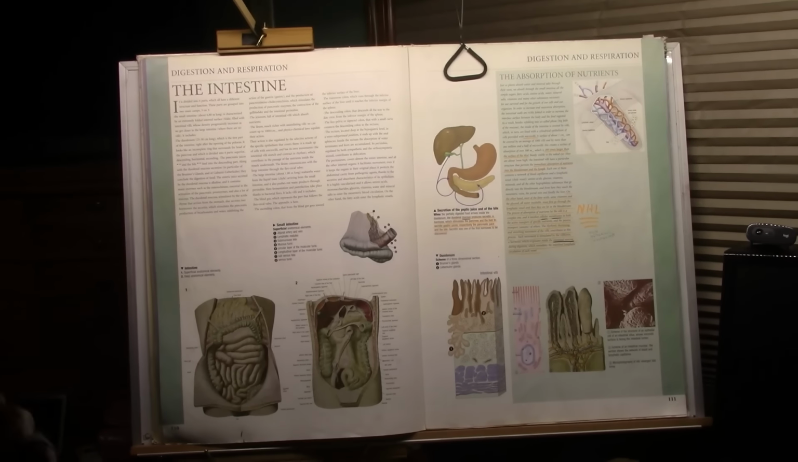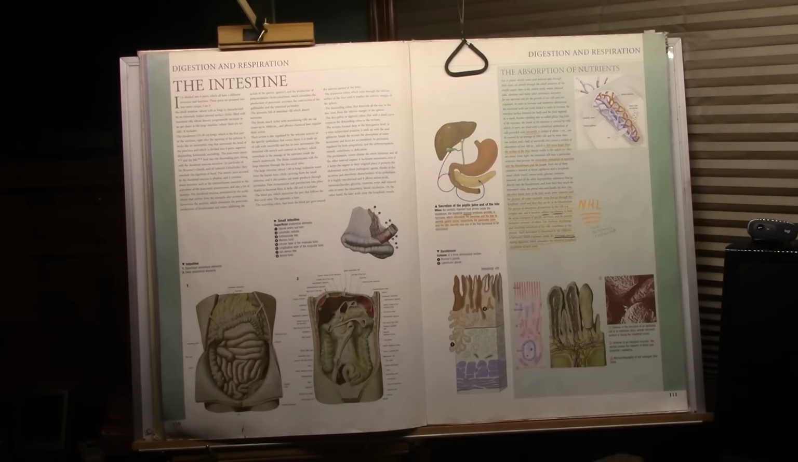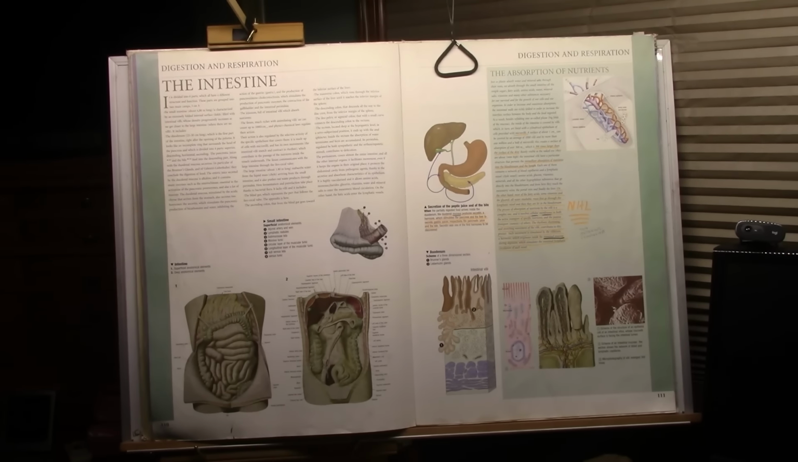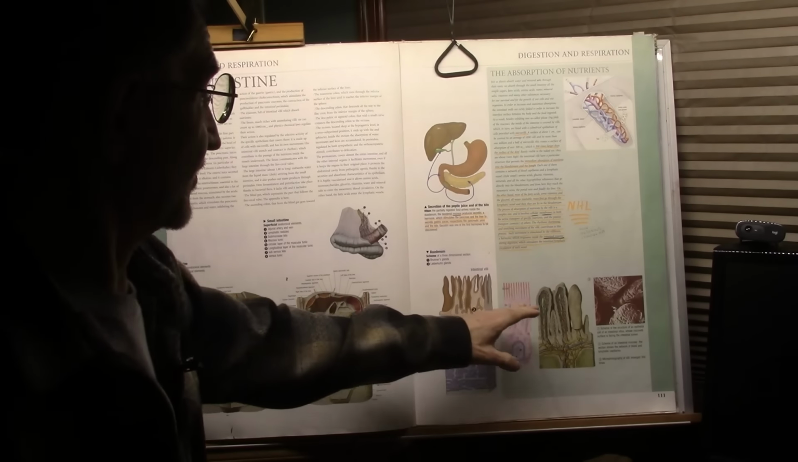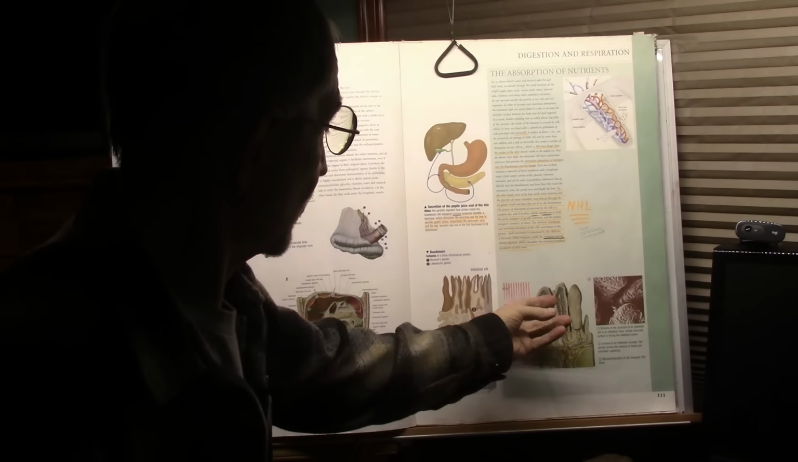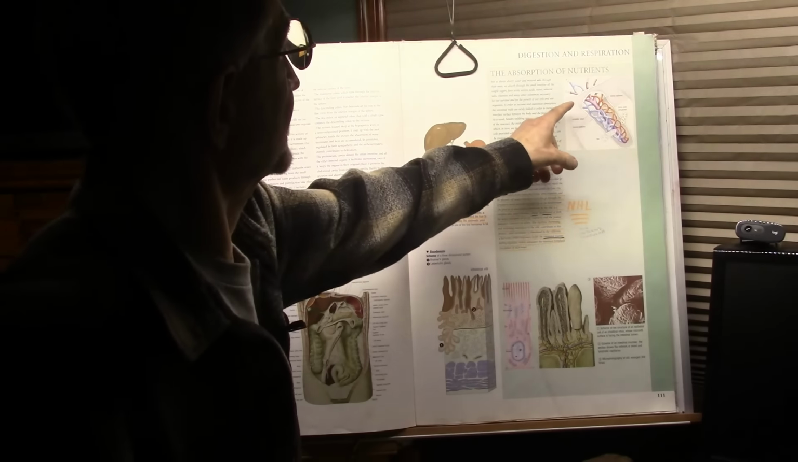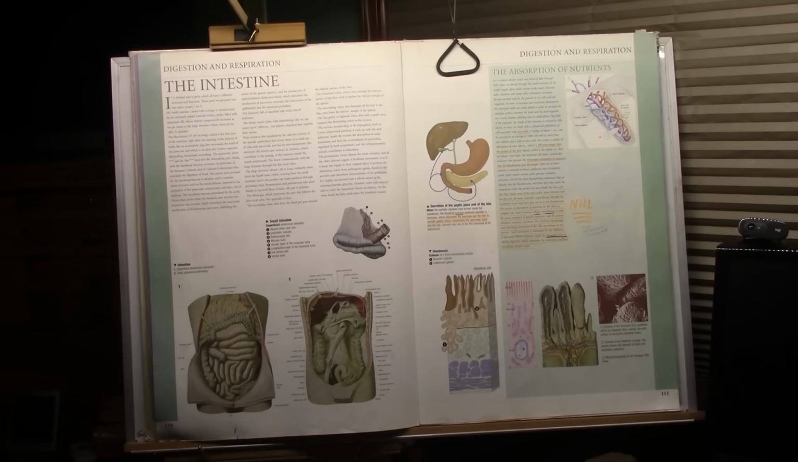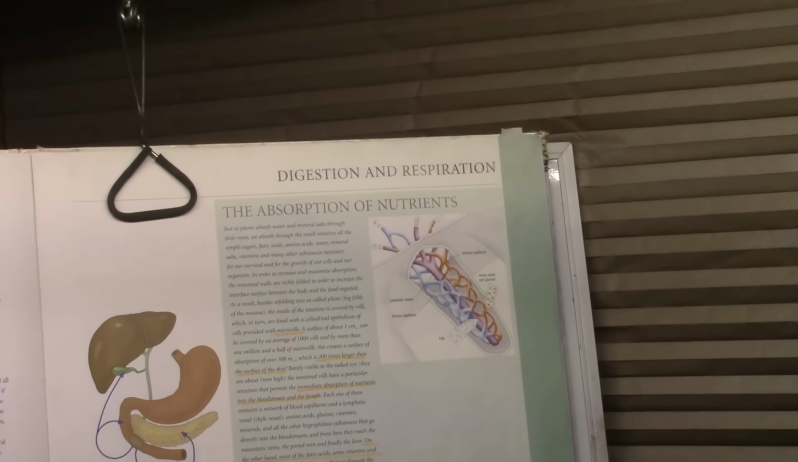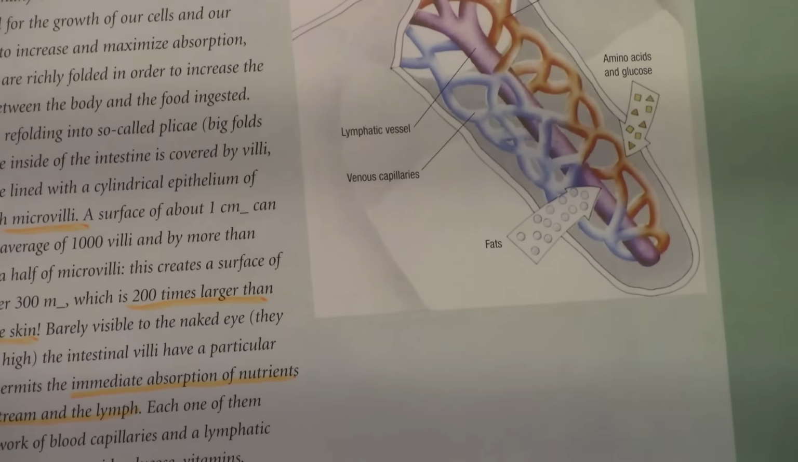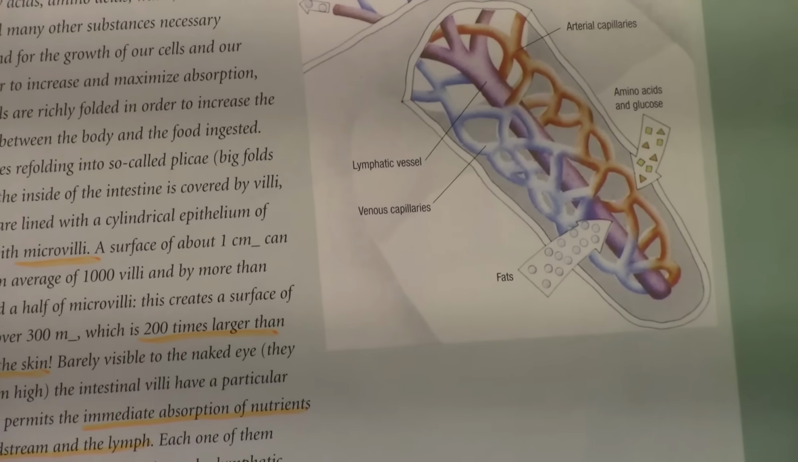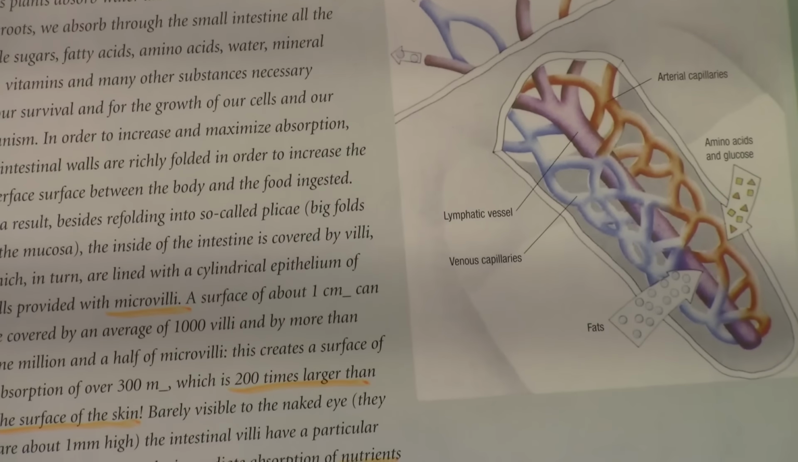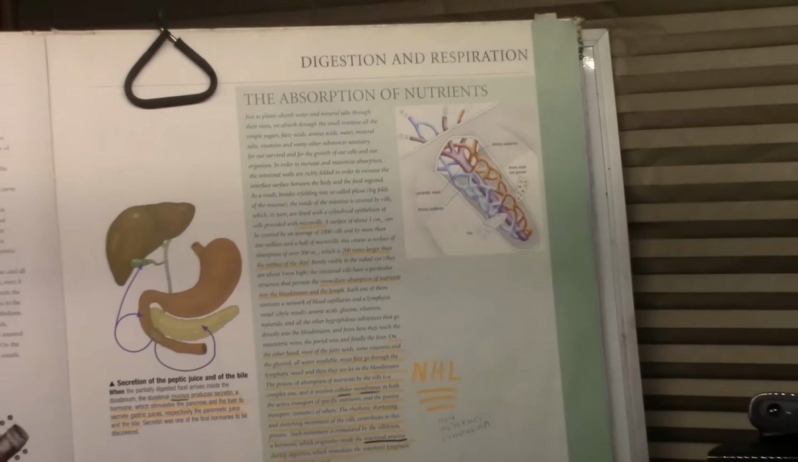All right, this is just over the top cool. These are the intestinal villi, and they absorb the food. And here's how they do it, through these. You see the lymph is in the middle, and you've got your vein and artery wrapping around, sort of like a lacing. You see it? And that's how they absorb the nutrients, through that villi.